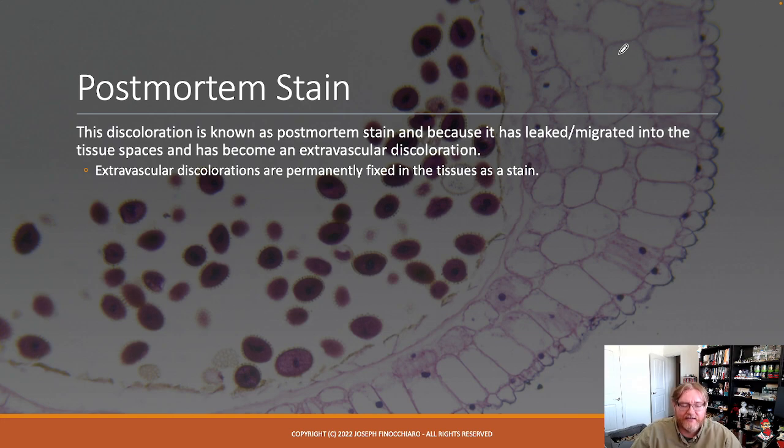Livor mortis can be flushed. Postmortem stain cannot. Your tissues are now permanently discolored and you're going to have to approach it from a cosmetic solution in order to hide it.